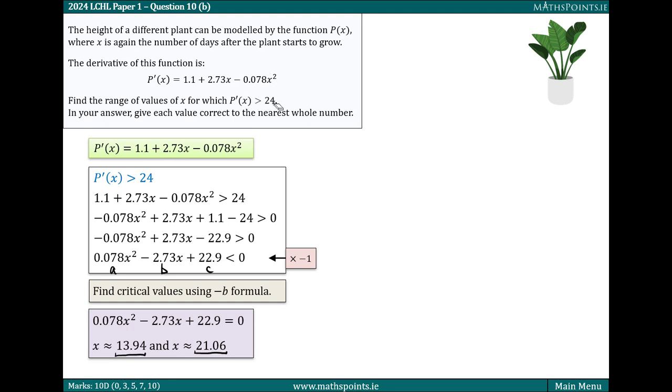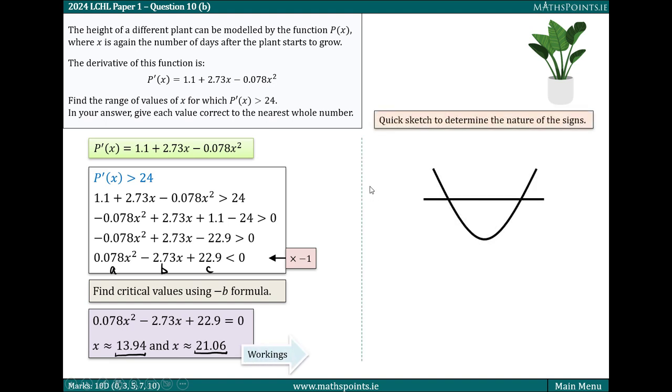Now we're asked, where is it greater than 24? So we need to draw a little sketch like this. So here is our little sketch. With a quadratic inequality, if you remember, we get our two critical values and we put them onto a graph. So 13.94 is first and 21.06 is next. Now our inequality is up here and this is a less than symbol. So I write less than here, you'll see me put it in. And then less than means underneath this curve. Okay? And so when x is between 13.94 and 21.06.